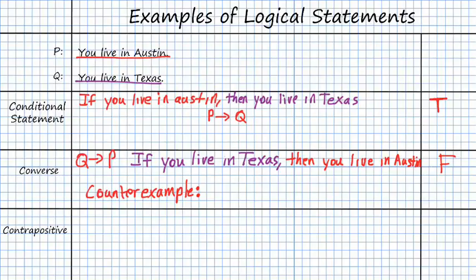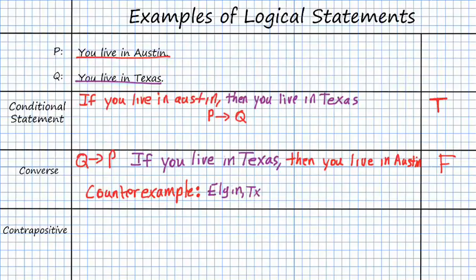So if you live in Texas, then you live in Austin. Well, I know at least one place that I could live that's in Texas and not Austin, and that's Elgin, Texas. That's a city that's in Texas, but is not in Austin. Therefore, you can live in Texas, but not live in Austin. So that statement, again, is false. So the converse was false, the original statement was true.